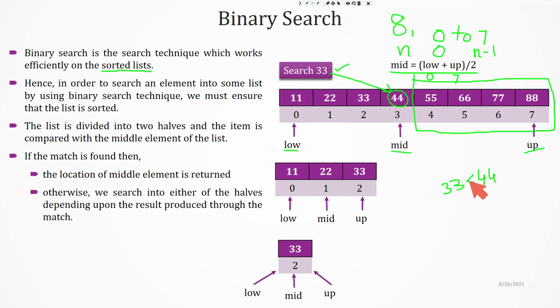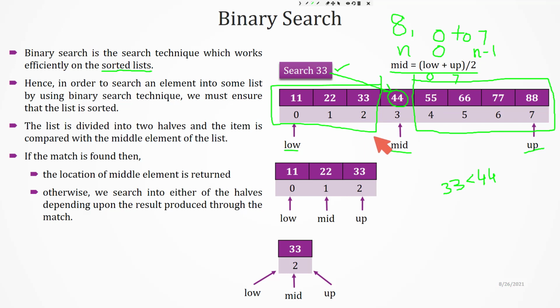Since 33 is less than 44, or in general, since the element to be searched is less than the element in the middle, we have to search only in the left hand side list of that middle element.